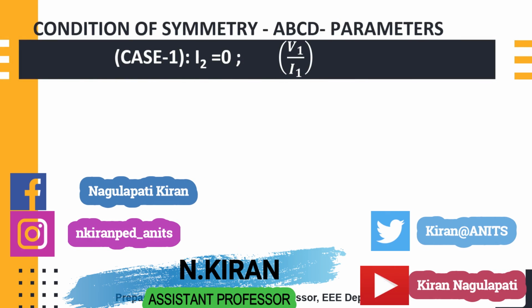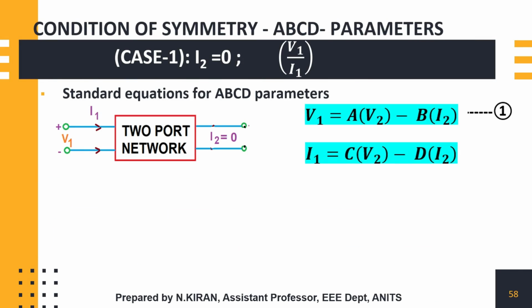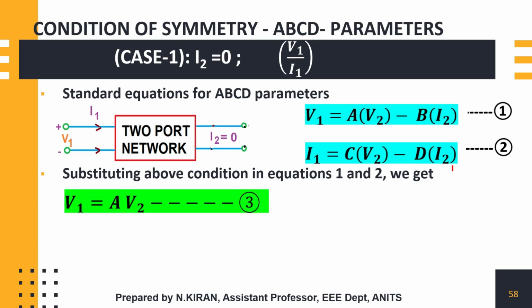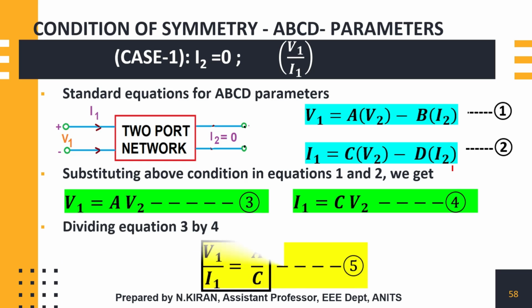And lastly, the condition of symmetry for ABCD parameters. So here also I'll substitute I2 as 0 in the above equations, which will give me V1 is equal to AV2 from the first equation and I1 is equal to CV2 from the second equation. Since my objective is to find V1 by I1, I'll divide both the expressions, third equation as well as fourth equation, which will give me V1 by I1 to be A by C.